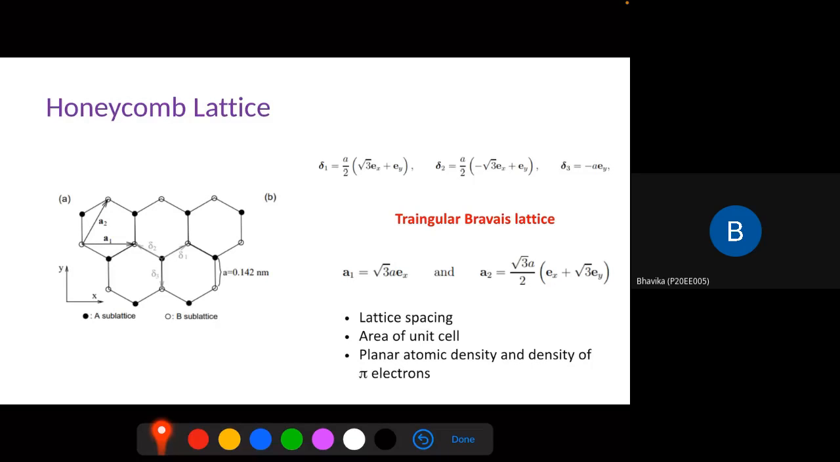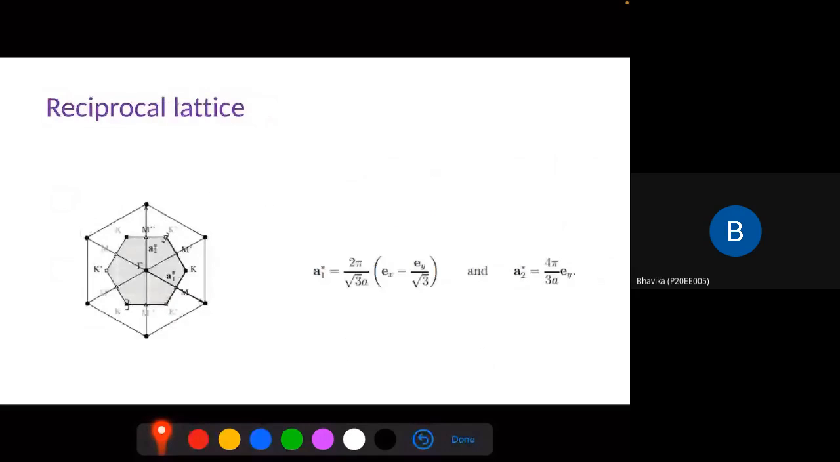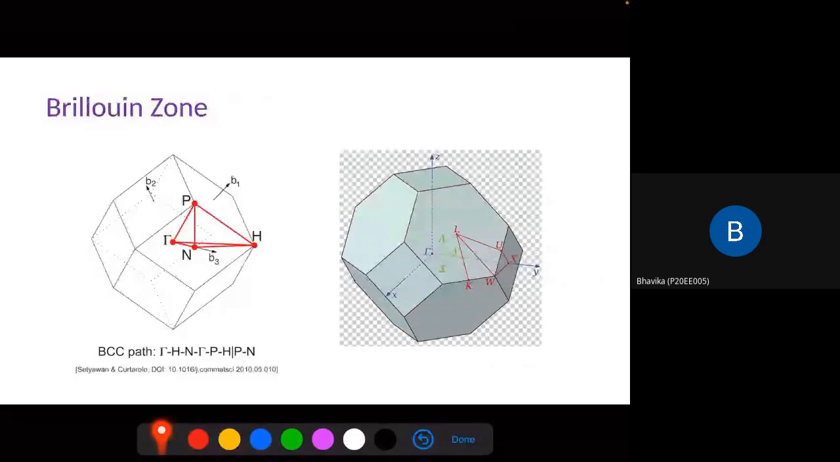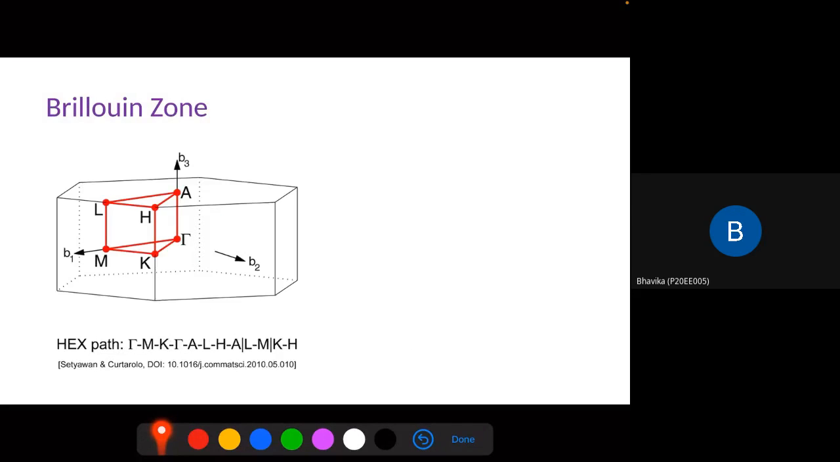So what you have is a honeycomb lattice in graphene, and the Bravais lattice is a triangular Bravais lattice. I think this is one of the problems in your assignment, so you can do that and find out what the reciprocal lattice looks like. And when you go to the reciprocal lattice, it will tell you about your band structure actually.